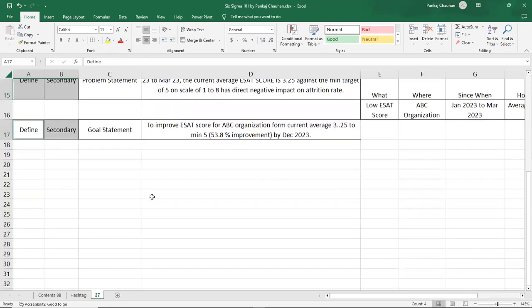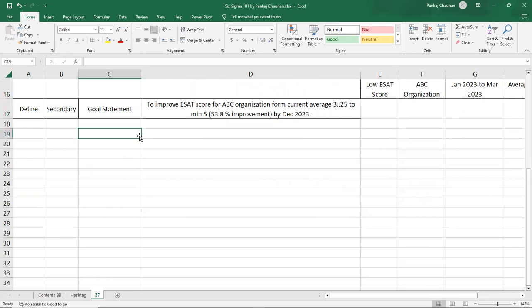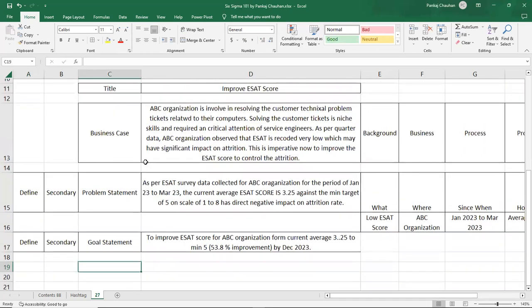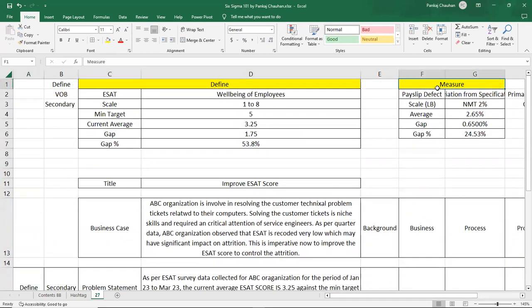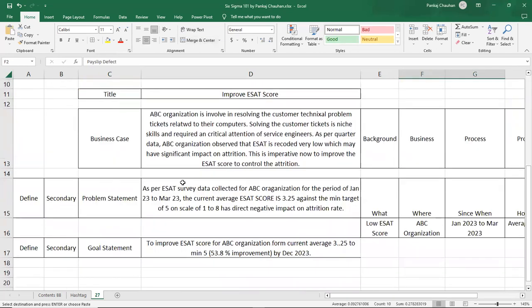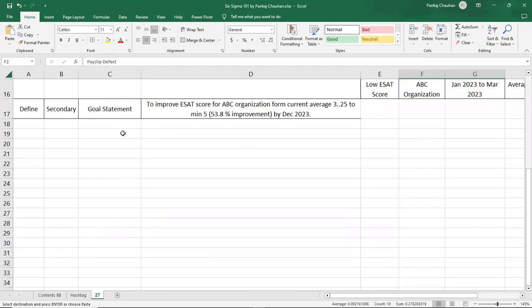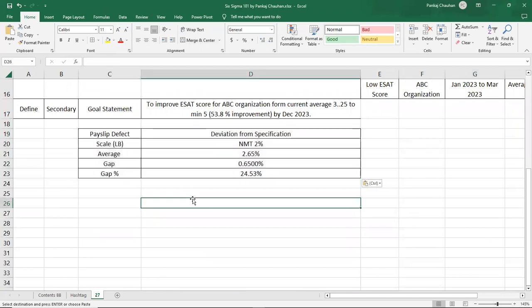Now, in a similar way, I have to identify my CTQ. You have already watched in the last session that I identified my measure phase CTQ, which was the payslip defect. I'm just copying and pasting the data here. You can watch it in the last session. So my CTQ is the payslip defect.